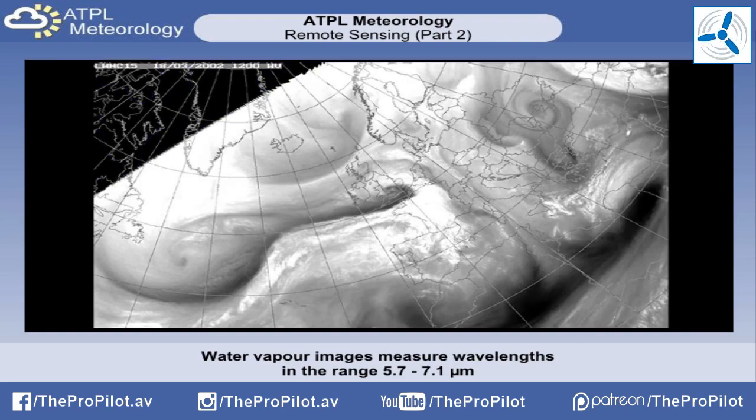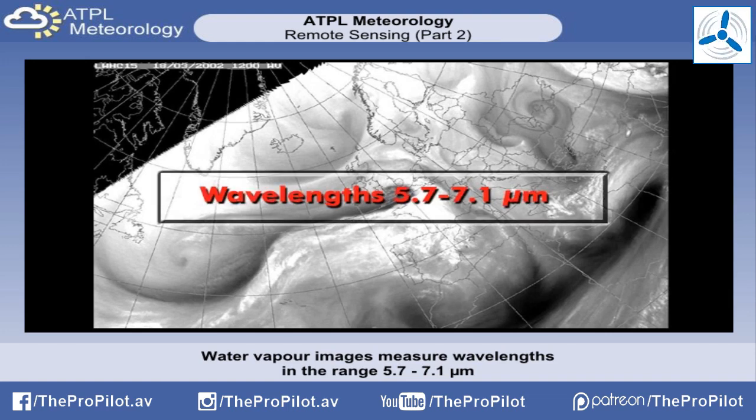The one other type of satellite image you may come across is that of water vapour. These images are a measure of radiance in the wavelength of 5.7 to 7.1 micrometers, the region of the spectrum where water vapour absorbs strongly. Darker shades indicate that the upper atmosphere is drier, whereas the lighter shading shows higher levels of humidity in this region.